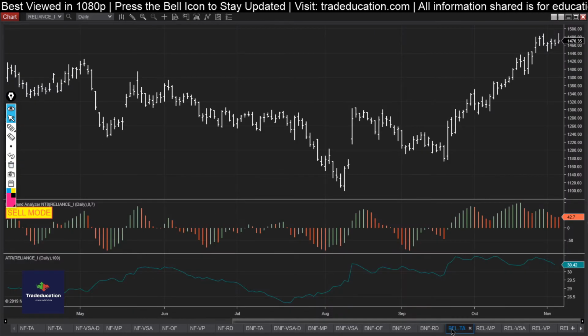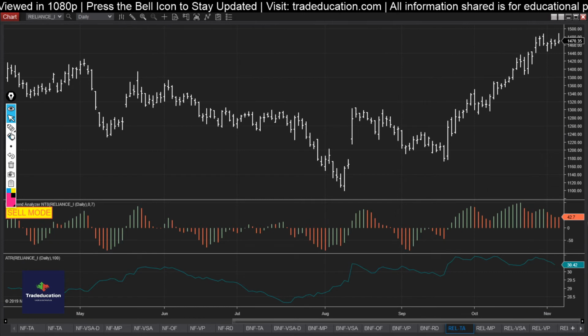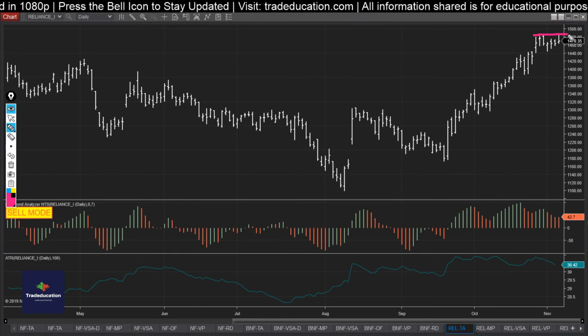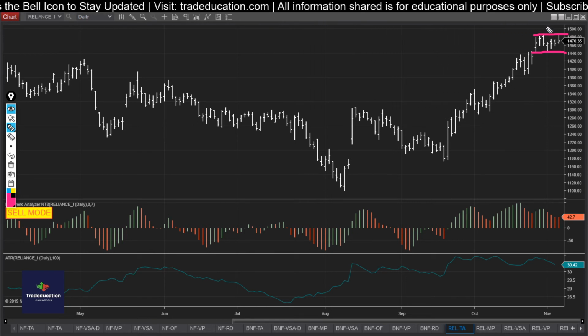Now let me quickly jump to the Reliance chart. Reliance is sort of balancing. It's neither going up nor going down. As soon as the auction reaches higher, sellers are stepping in, and when the auction reaches lower, buyers are stepping in. So it's trading in more of a balanced range.